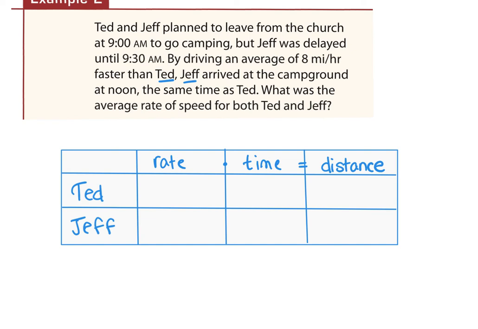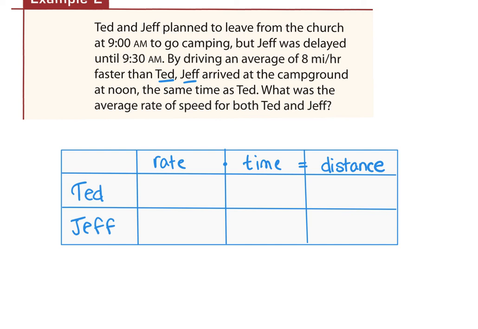So that's what I'm going to do. I'm going to say, what do I know as a fact? Well, the one thing that they told me clearly was time. Why did they tell me their time clearly? Well, I know that they both planned on leaving at 9 a.m., but Jeff was delayed. So I know that Ted left at 9 a.m., and I know that Jeff left at 9:30. I also know they both arrived at noon.